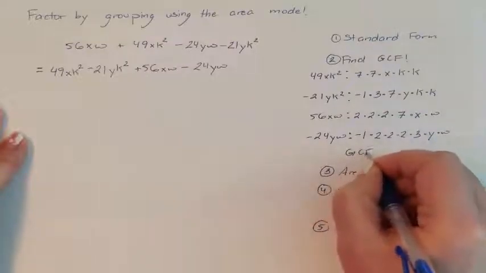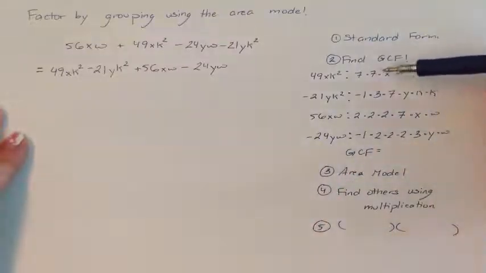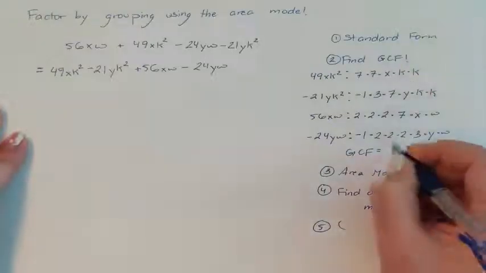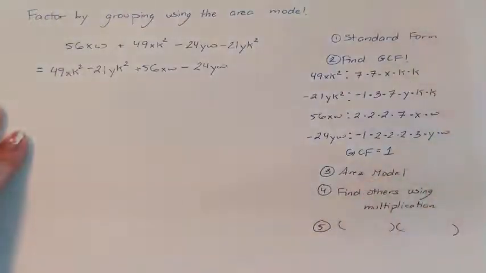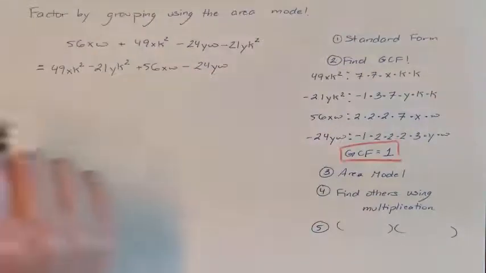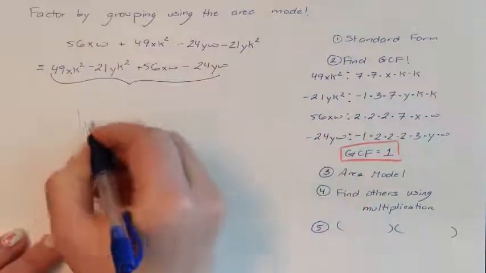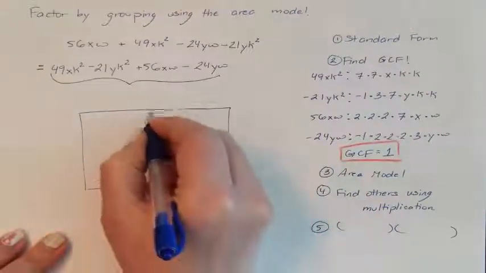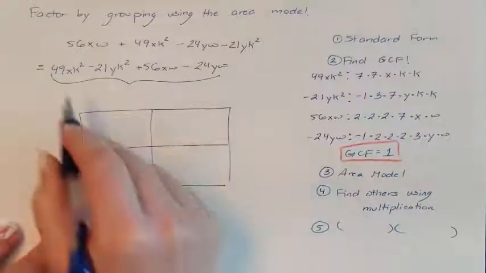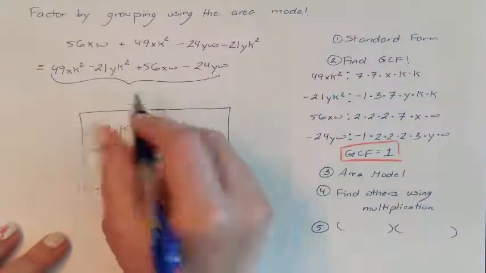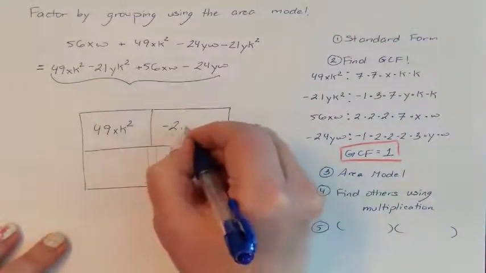So my GCF, what do all 4 lists have in common? Looking at the numbers, they do not have any numbers in common. Looking at the variables, they do not have any variables in common, which means my GCF is a 1. So all of this is going to go into my area model. So here is my area model, same as we always have. The very first part goes in the first one, and then we're just going to walk on through.